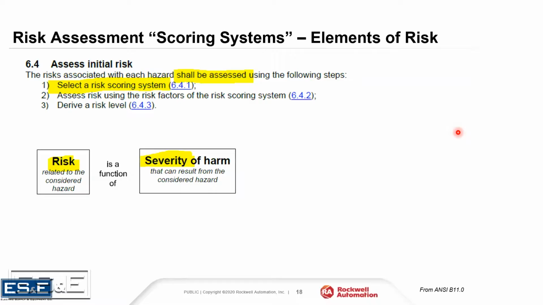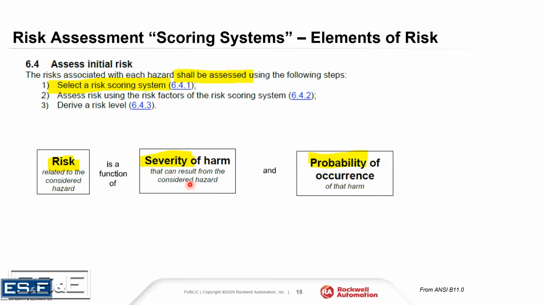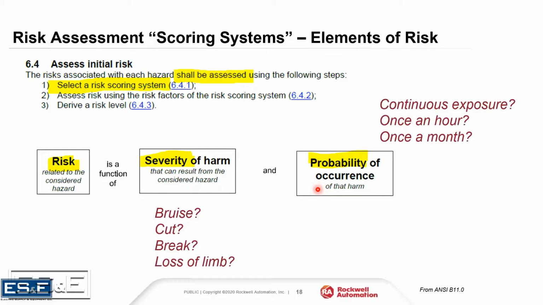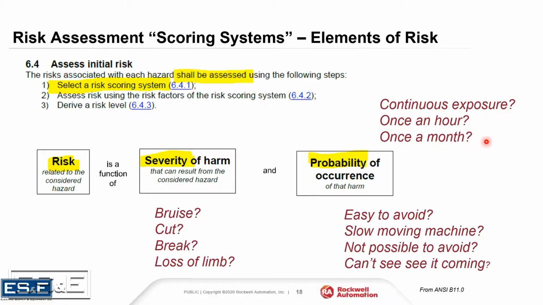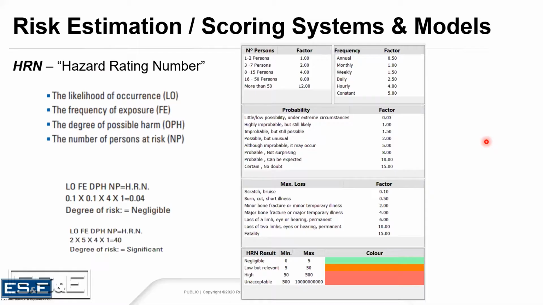Assessing a risk is, again, a combination of how severe an injury could occur and what's the probability that it will happen. Severity could be described with injury types: scratches, lacerations, amputations, etc. And then the probability is sometimes a combination of exposure, like how often or how long will somebody be exposed, and avoidance. So can they easily avoid it, or is it moving so fast you couldn't get out of the way? And this is one method. This is not what the standards say we have to do, but this is a method that the Rockwell risk safety consultants are using unless somebody asks us to use something else.